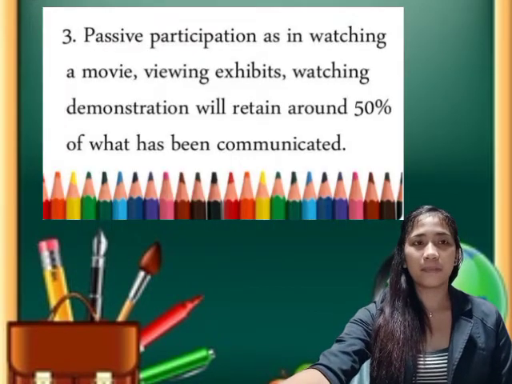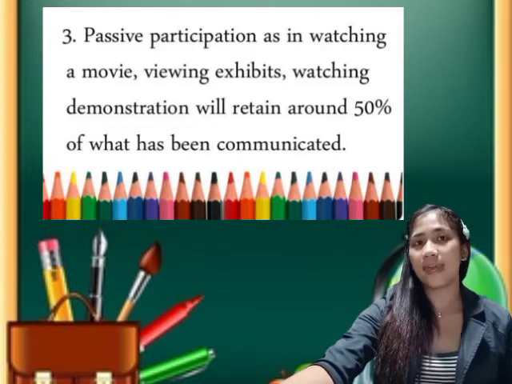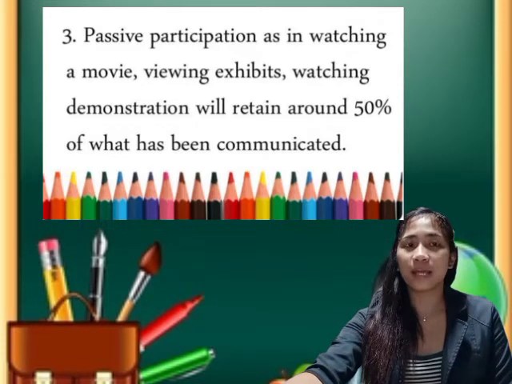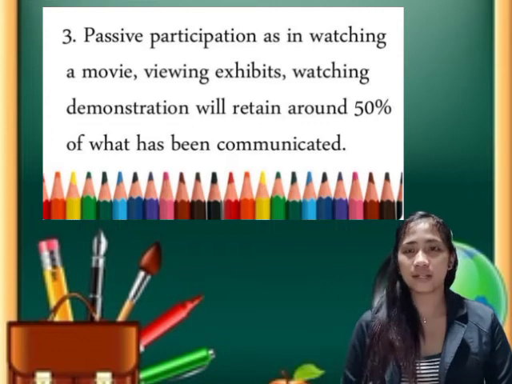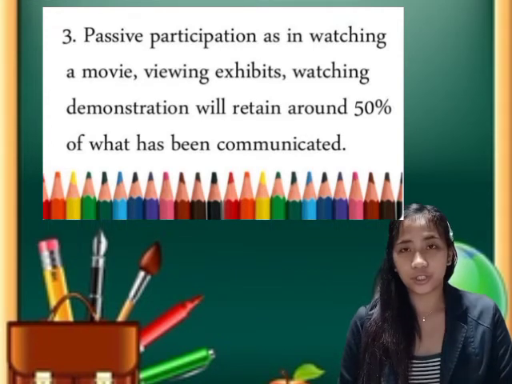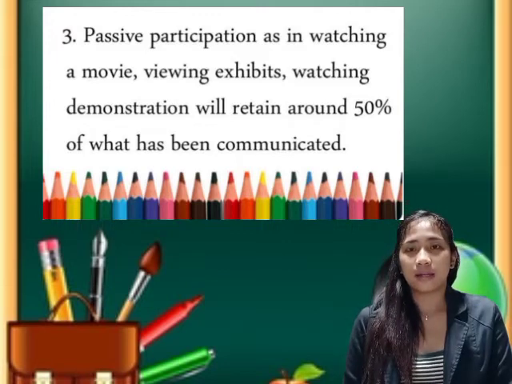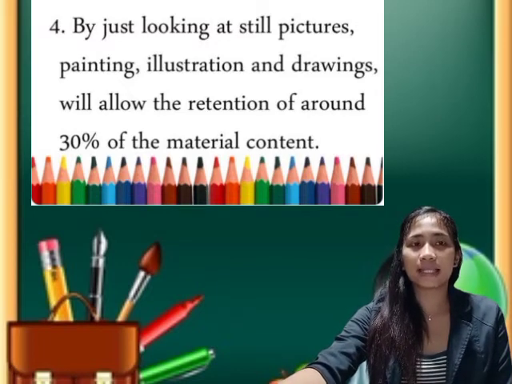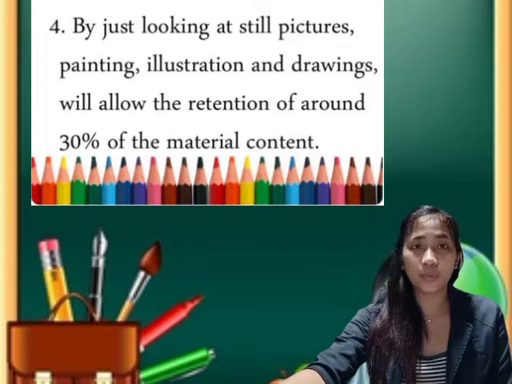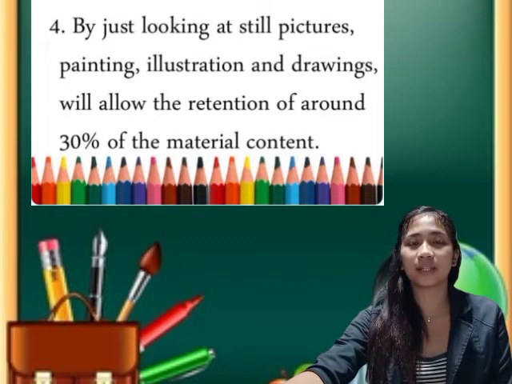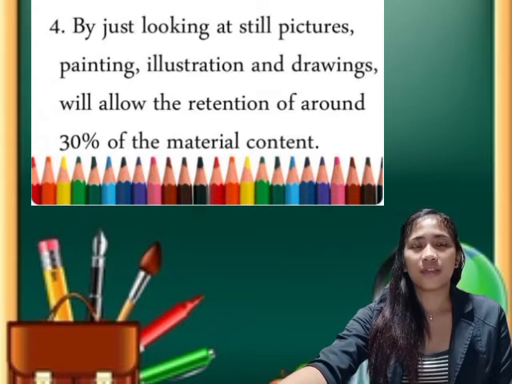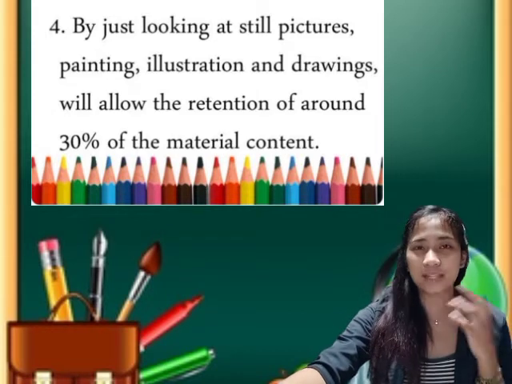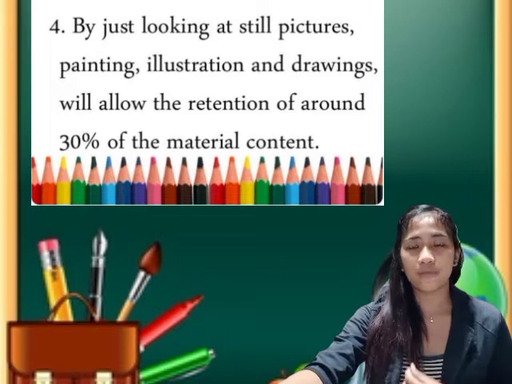Third is passive participation, as in watching a movie, viewing exhibit, watching demonstration will retain around 50% of what has been shown. Of course, there are students that easily learn, or their learning styles focus on visual. Fourth, by just looking at still pictures, illustration, drawings will allow the retention of around 30% material content. There are learners that learn easily from the discussion if they see a picture or visual presentation of it.